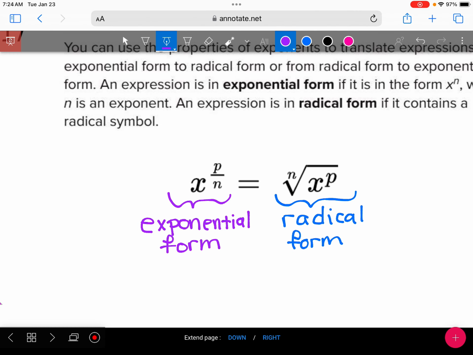I feel like even if I didn't tell you that, we could kind of intuit that, but I'll tell it to you anyway. We've got our exponential form and our radical form. And that's how we're going to start, is just switching between the two forms. We're going to take things that look like this and write them as radicals. We're going to take radicals and write them as exponentials.